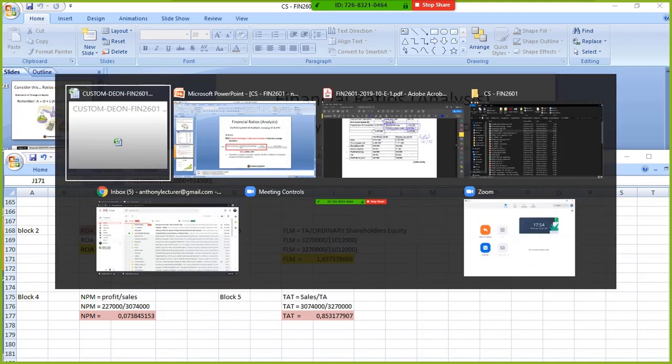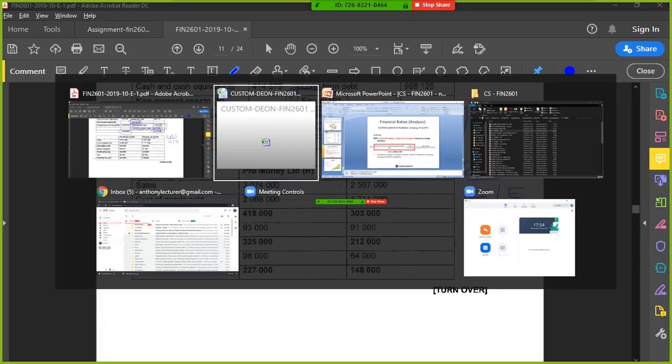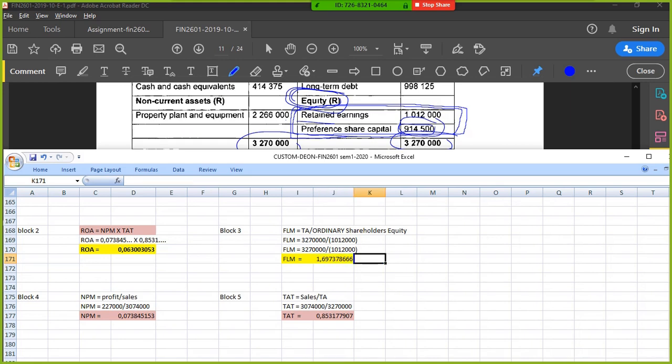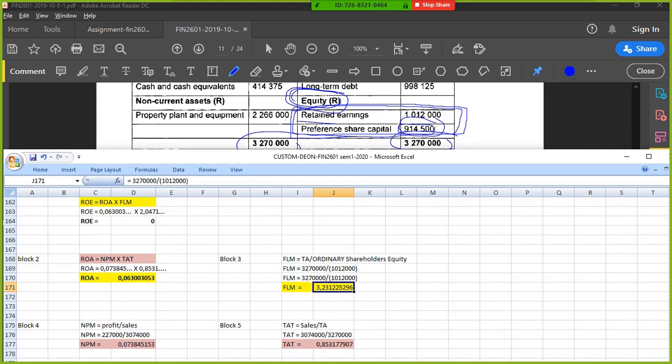Solve for the answer. What was the amount? Okay, let's just check if I've got the right figures. 1012, that's correct. Total assets, 327, that's correct. So the answer is... okay. That's the answer. All right, and then that'll be the financial leverage multiplier, which we would then multiply by the ROA, which we need to solve for.